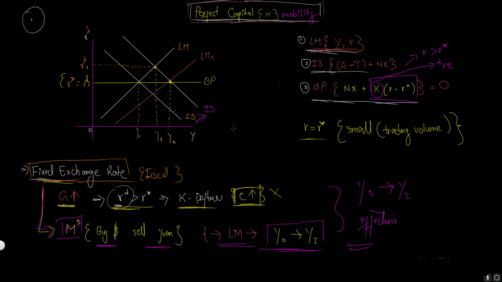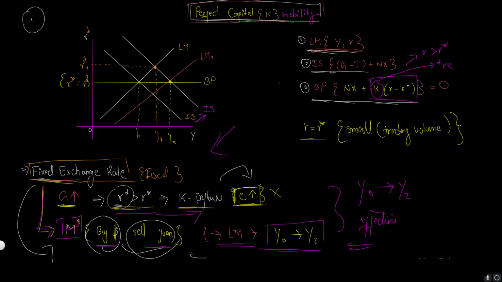If we have an increase in taxation, the IS will shift towards the left. The domestic interest rate would be less than the international interest rate, and that would imply that we have a capital outflow instead of having inflow. That would imply that we have a depreciation of the currency, and because this is a fixed exchange rate, the government would have to intervene by selling US dollars and buying the yuan, and that would cause the LM curve to shift towards the left, and our income in the economy would decrease.